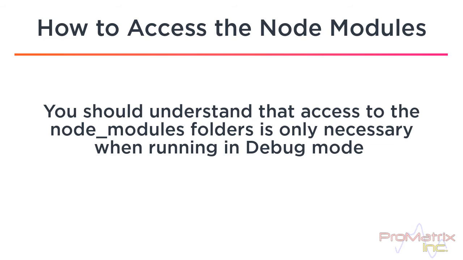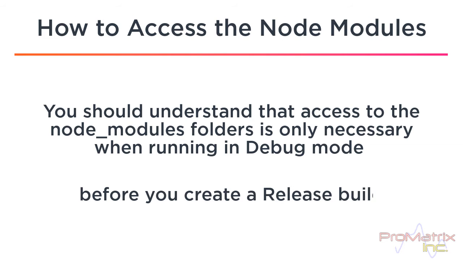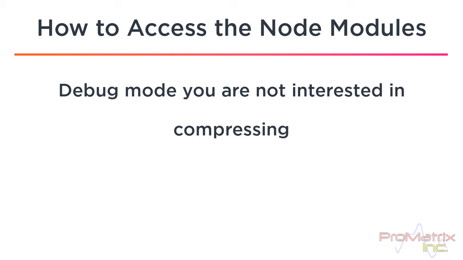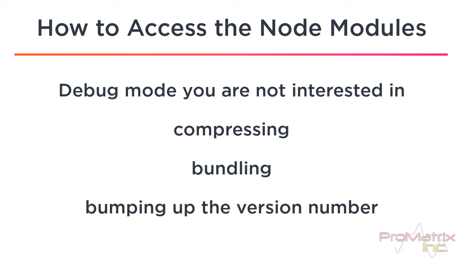You should understand that access to the node modules folder is only necessary when running in debug mode. That is, before you create a release build. You should think of creating the release build as a compilation process, as it is with C#. What does that mean exactly? That means in debug mode, you're not interested in compressing, bundling, or bumping up the version number. And why should you be? Shouldn't your first priority be to get the application working before creating a release build?